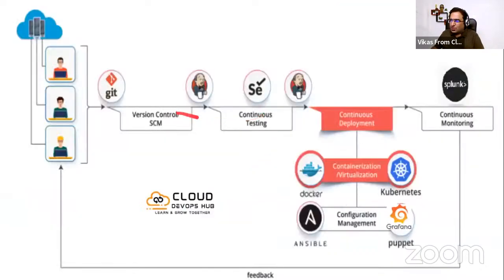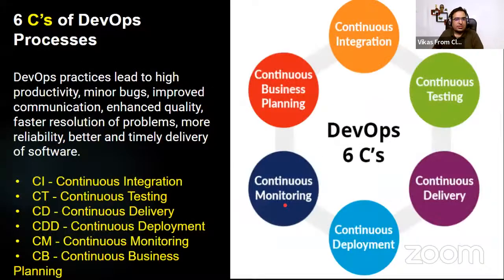If we do this, it should work automatically. Then how can we do it? We can do it with the help of some processes. So in the upcoming classes, we have to understand these processes as well. This is the 6 C's process of DevOps: CI, CT, CD, CDD, CM, CP. I'm 100% sure you have heard about CI and CD, but there are so many more things available, like CT, CDD, CM, CP.